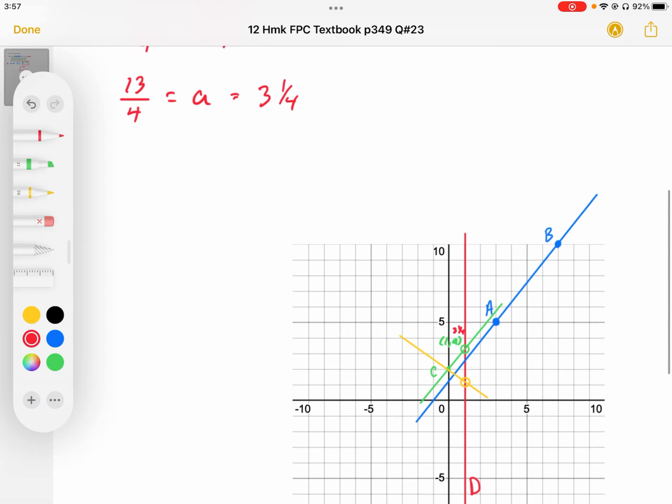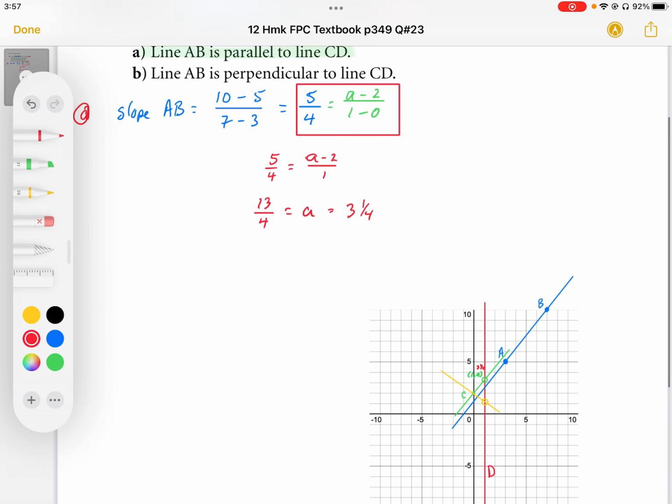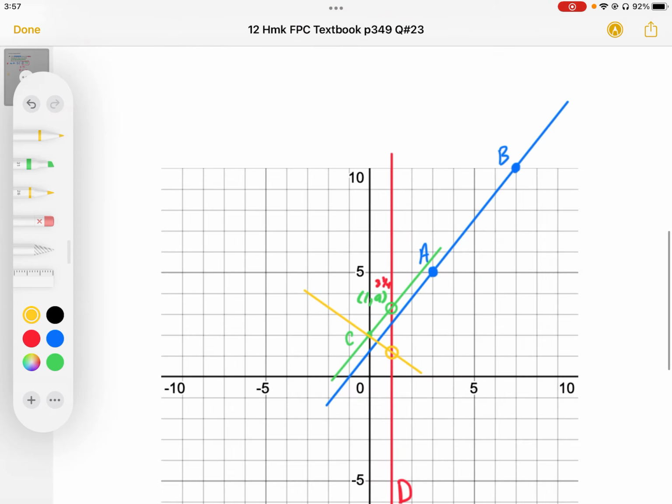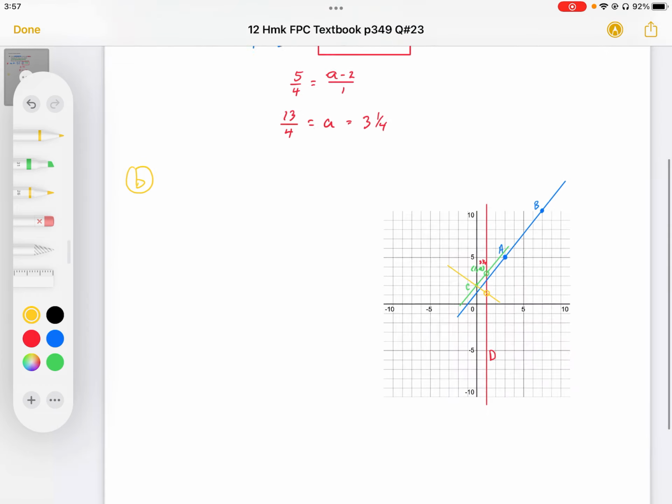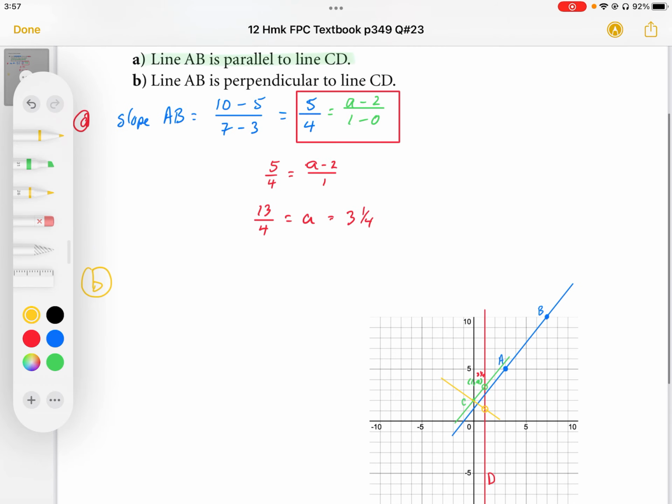Part B is asking for a perpendicular line. So I'm looking for the slope that is perpendicular. That's the yellow line I've drawn there. It looks like it's crossing just a little bit above 1. So then I'm going to do the same thing here. In this case, though, I'm going to start with my slope of AB, which I worked out to be 5 over 4.